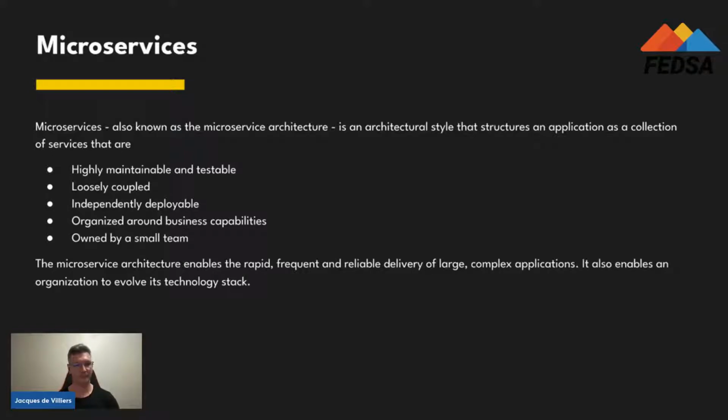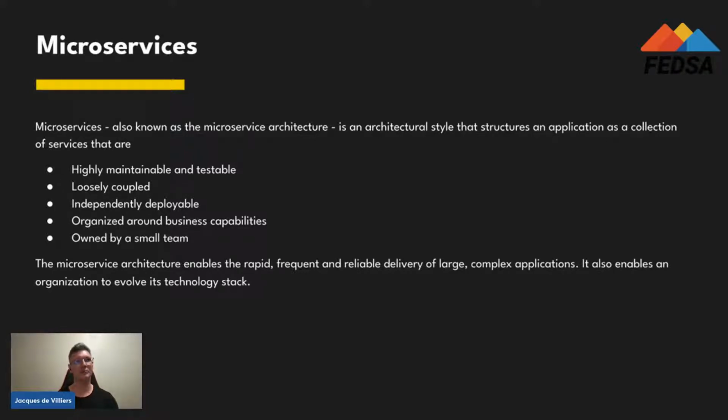It's organized around business capabilities. So if you have teams who are specialized in specific areas, they can work on those particular microservices. Typically you would have small teams working on a microservice, which makes it much easier to distribute your employees in a bigger corporation. The microservice architecture enables rapid, frequent, and reliable delivery of large complex applications.